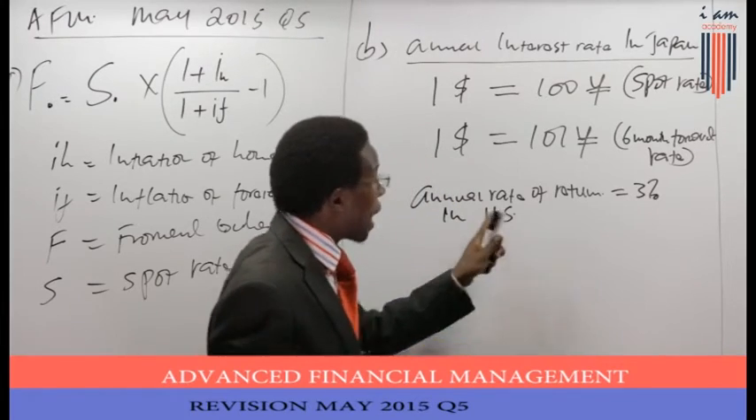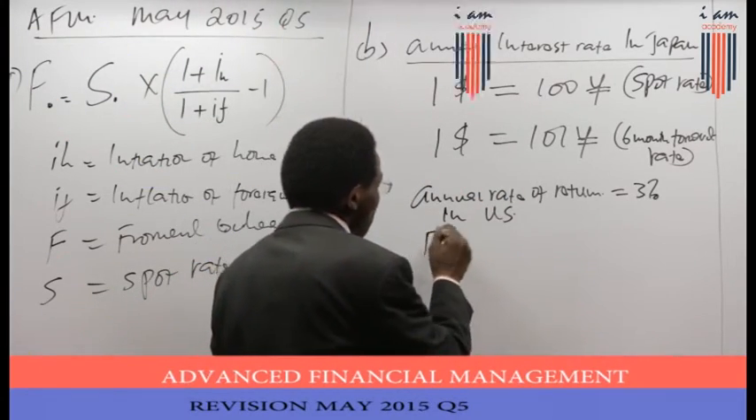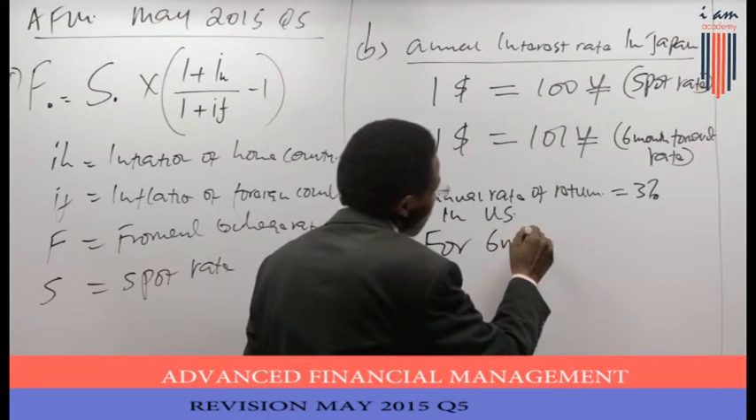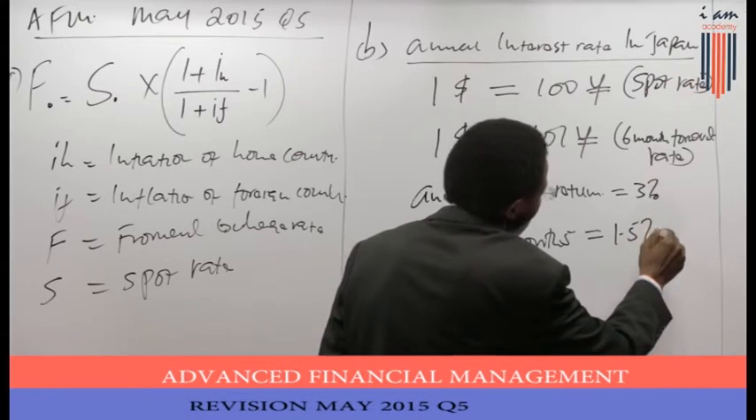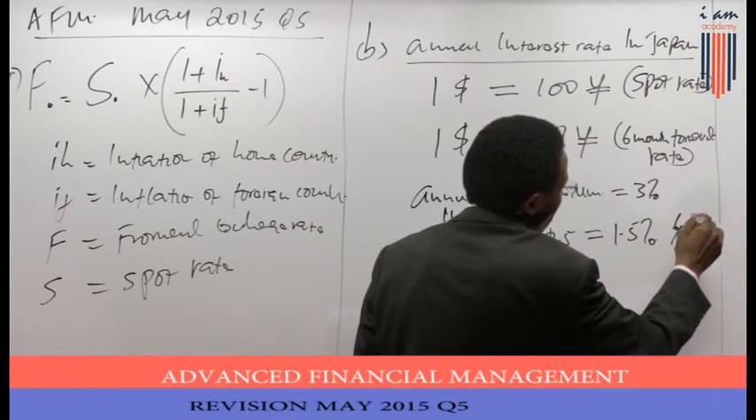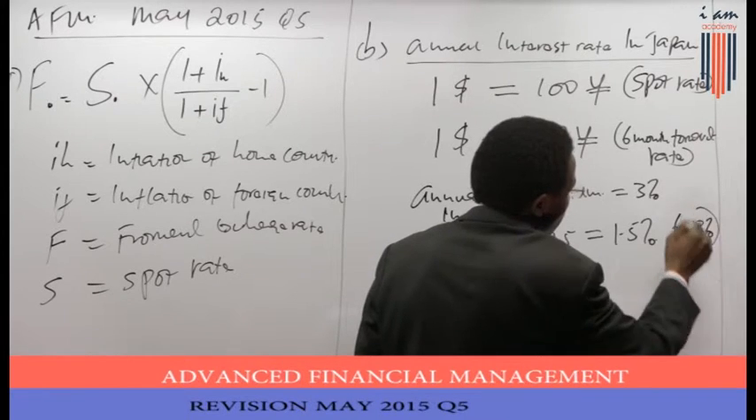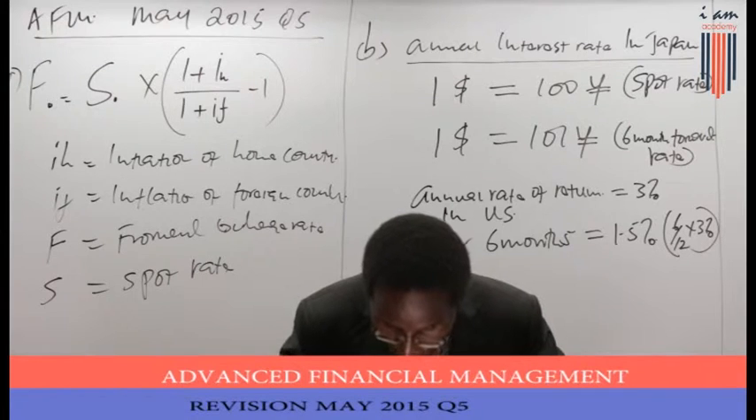So if the annual rate of return is 3%, what will it be for 6 months? For 6 months it is 1.5%, just a half of that, which we have got as 6/12 times 3. That's how we have got it.